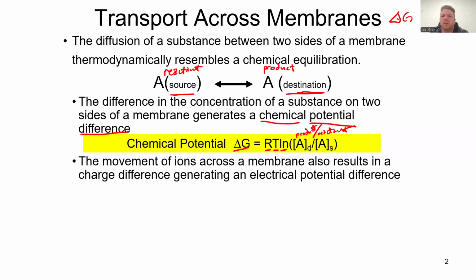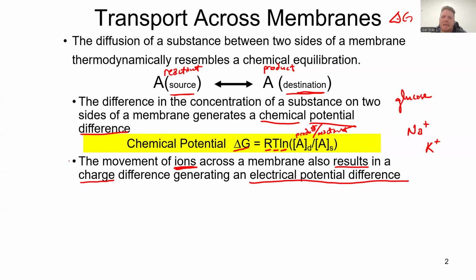Now, the movement of ions across the membrane also results in a charge difference. Okay, so here, this part right here, movement of ions. So what's an ion? Well, Na+ is an ion, K+ is an ion. Sodium and potassium are ions. What is not an ion? Glucose.